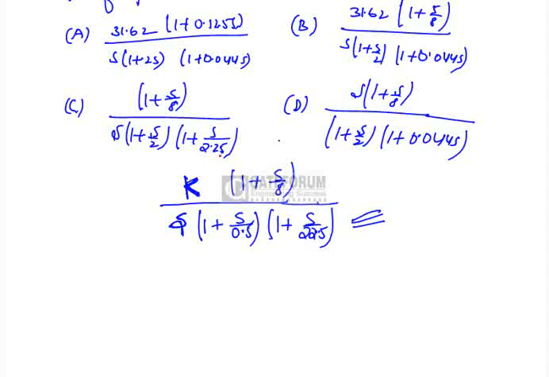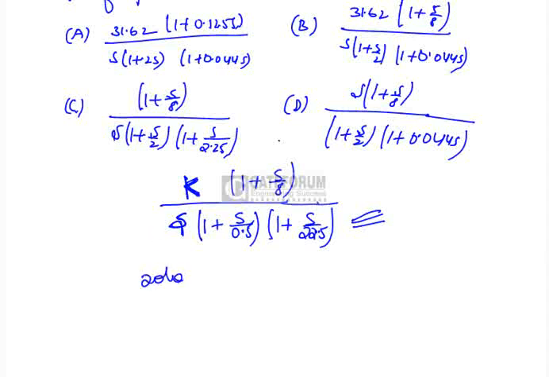You can find it at any value, whatever you want. Substitute omega equal to 4. At omega equal to 4, the magnitude of the plot is 0 dB per decade. Here this is 0 dB per decade, so you can substitute any value. I am considering omega equal to 0.5.